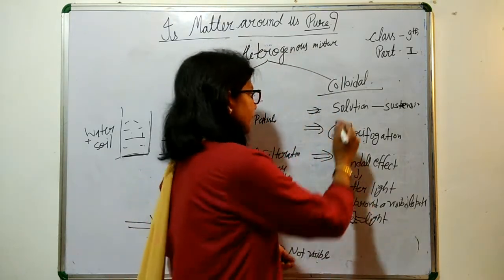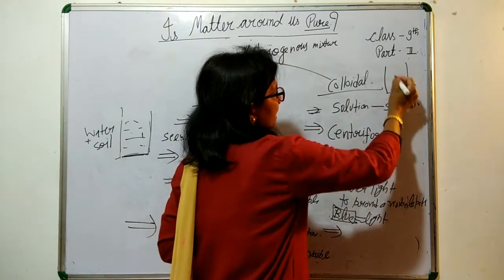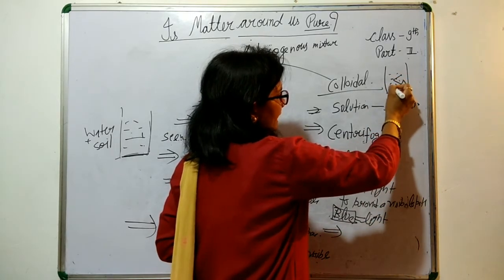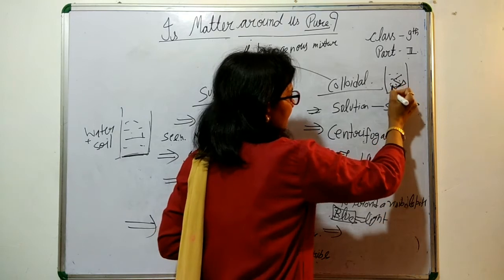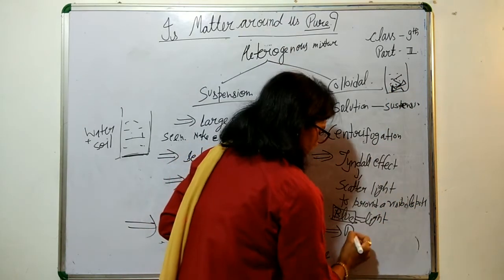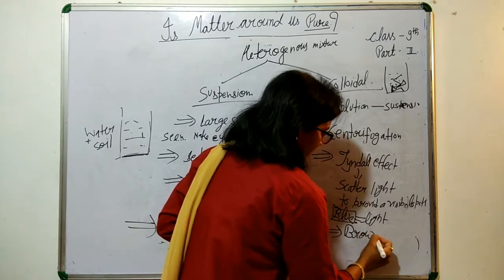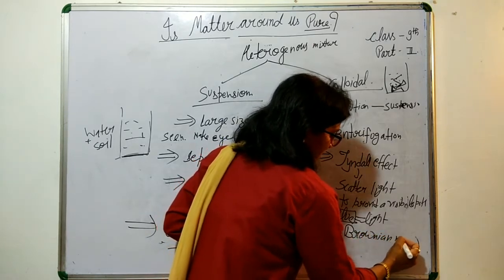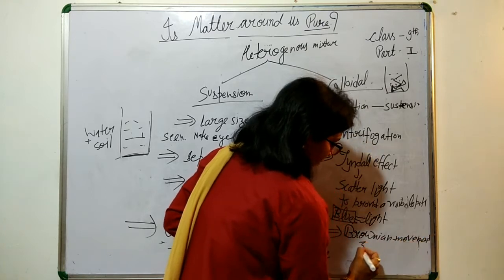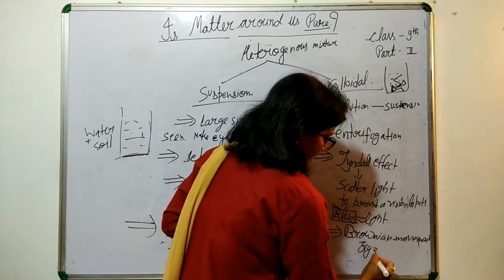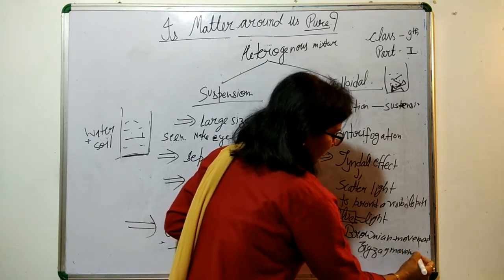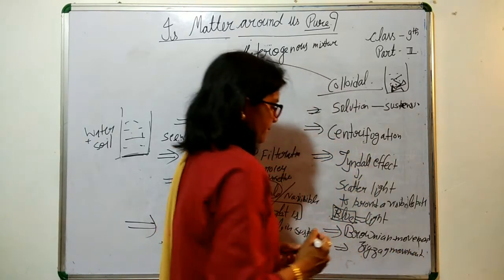One more thing: in case of colloidal solution, the particles always show a zigzag movement that is known as Brownian movement. Brownian movement is a very important zigzag movement, a special phenomenon of colloidal solution.